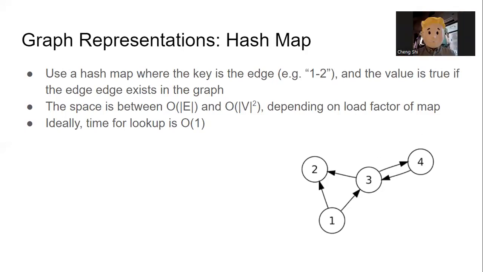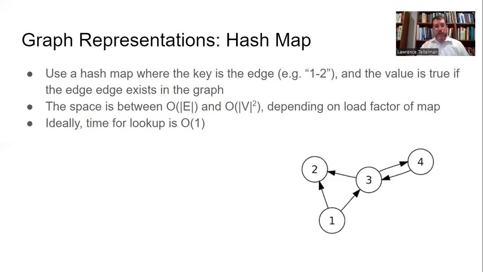Lookup time. So if our primary use of the data structure is to find out whether an edge exists or not, right? Then a hash map is very good for that. Okay, it's not so good for other things. If I want to know all the neighbors of a vertex, but it's very good for just telling us, does the edge exist or not?